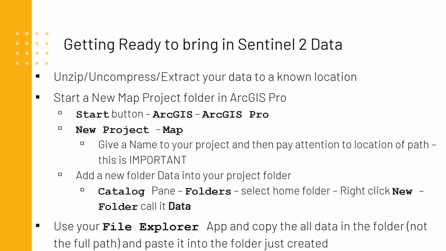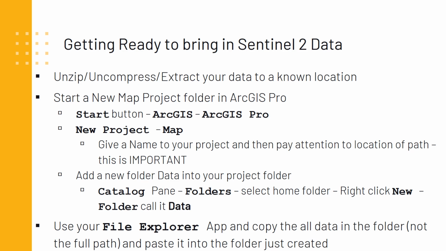Once your data is downloaded, you need to unzip or uncompress or extract your data to a known location. Next, you're going to create a new map project in ArcGIS Pro. To do this, you're going to go to the Windows Start button in the lower left corner of your screen. You're going to go to ArcGIS and ArcGIS Pro. This is going to open the software. You want to start a new map project. It's important to give a name to your project, and please pay attention to the path where this new project is going to be located.